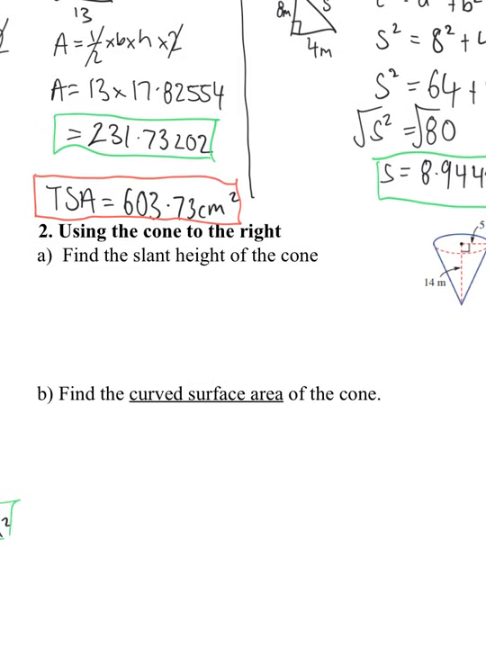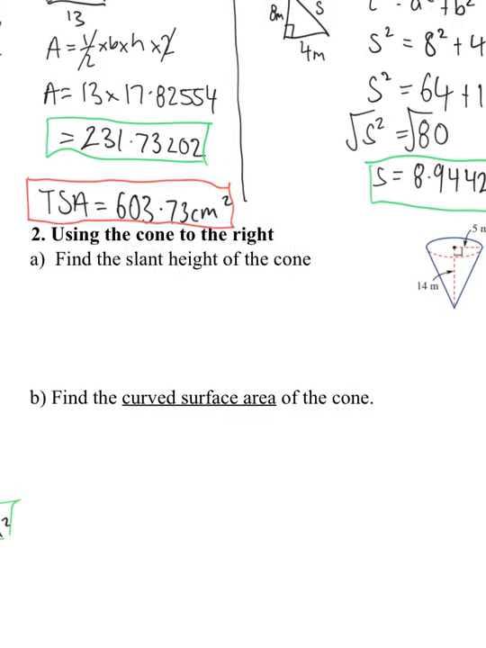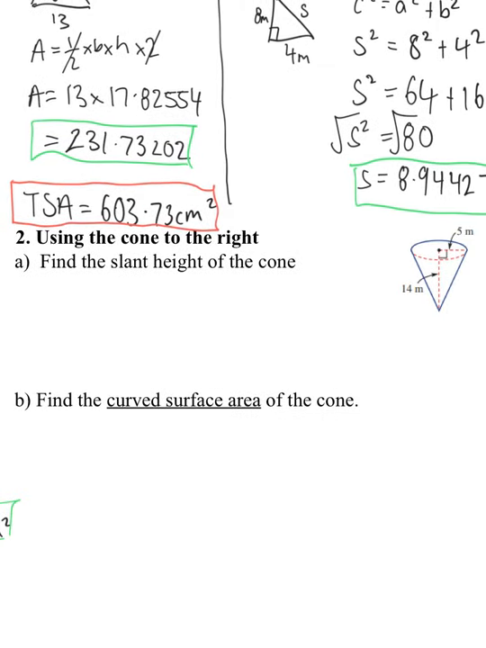Question 2, using the cone to the right, find the slant height of the cone. Cool, we've just done that in a previous question, so this one is going to be easy peasy. So we're going to be finding the hypotenuse, the slant height. We know the top of our cone is 5, our radius. Our height is 14. So we're going to be using Pythagoras again. Lots of Pythag.